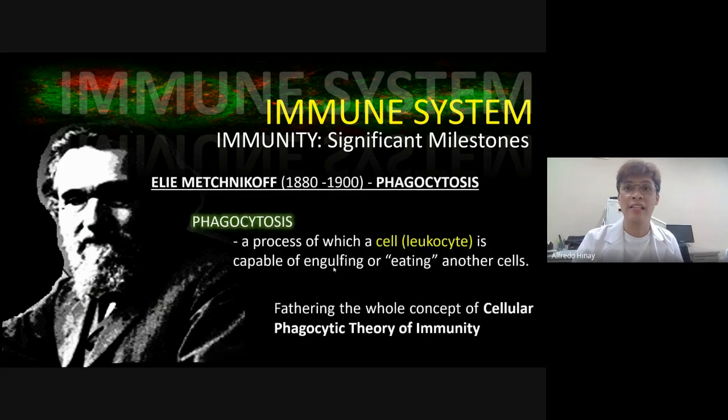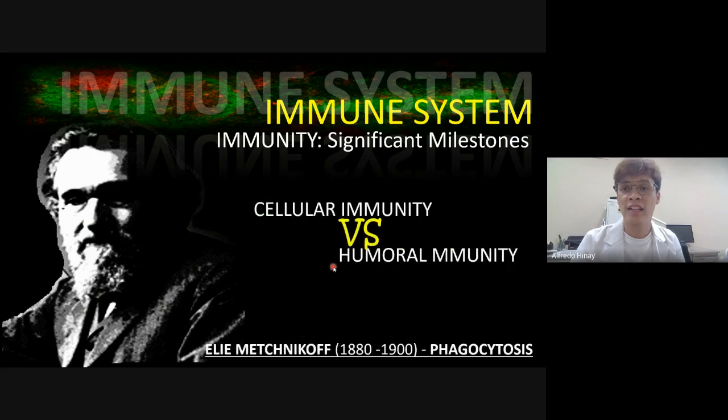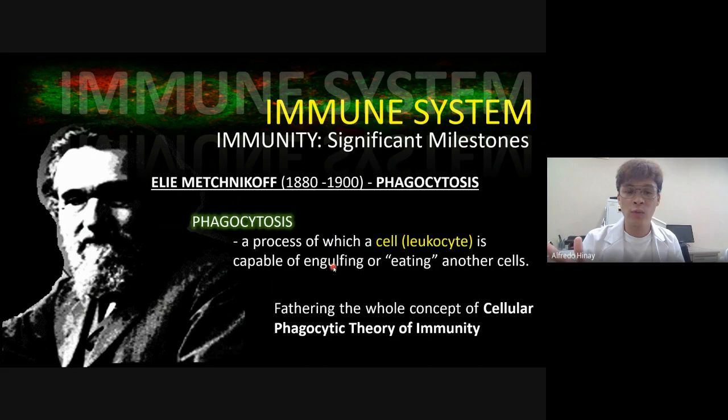Later, I will show you the picture class, to link your cellular immunity and your humoral immunity. But allow me to introduce to you the word phagocytosis. It's a process of which the cells, specifically your leukocytes, your immune cells, take note because not all the immune cells are capable of eating up. We'll discuss that with the immune cells separately. But I believe that you know this one already because you discussed it in your human anatomy. So again, it's a process in which a cell is capable of engulfing or eating another cell. With the observation of Ellie, he was considered the father of the cellular phagocytic theory of immunity.